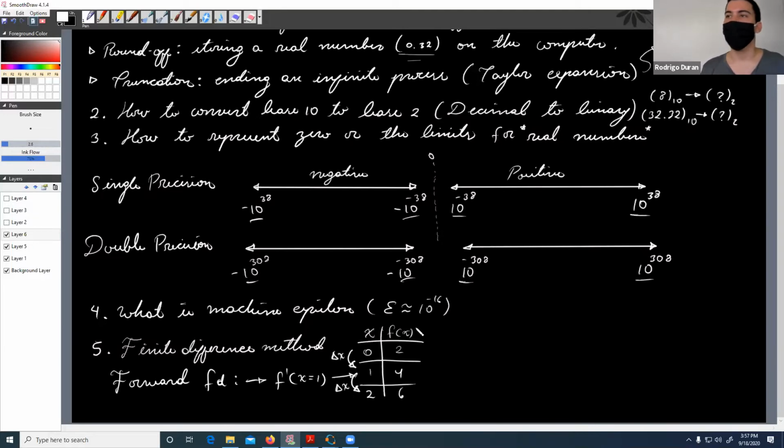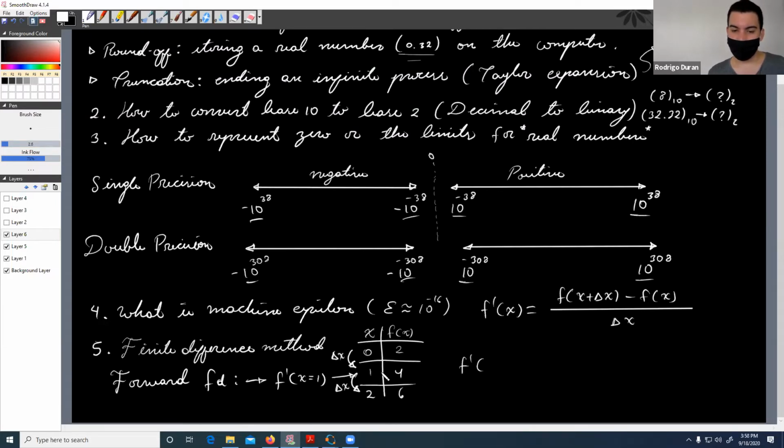To go from 0 to 1, what is my delta x? 1. To go from 1 to 2, what is my delta x? 1. It's always the same. So delta x is equal to 1. To approximate using forward finite difference at a point x, I have f of x plus delta x minus the function evaluated at that point, divided by delta x. If I want to approximate it at x equals 1, this is f evaluated at 1, plus the step size, which is 1, minus f evaluated at 1, divided by 1.